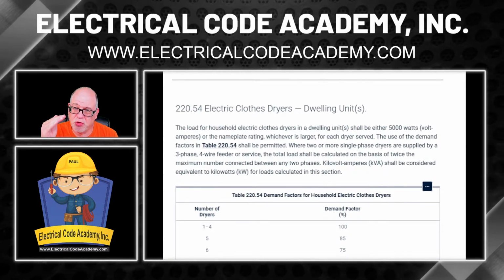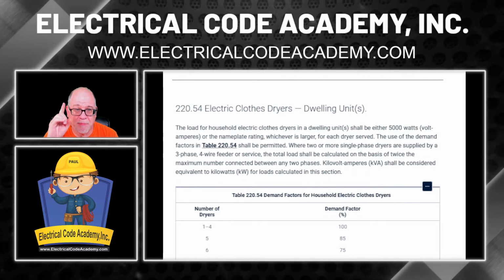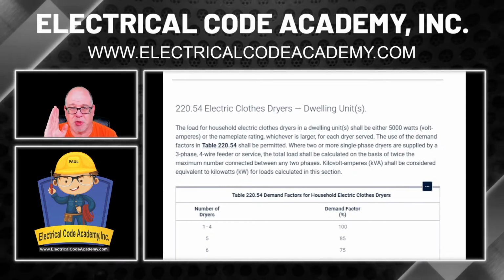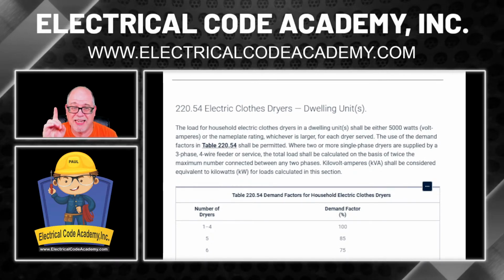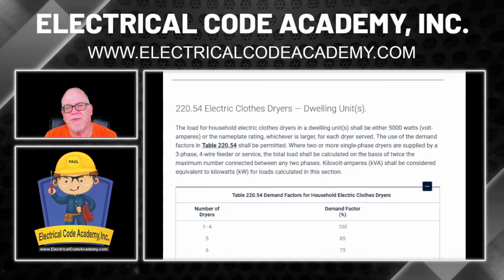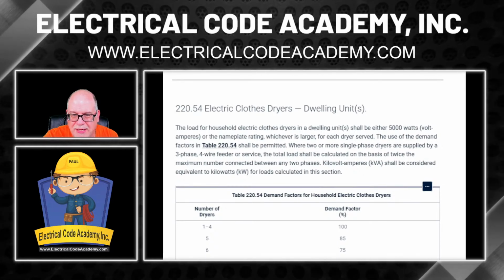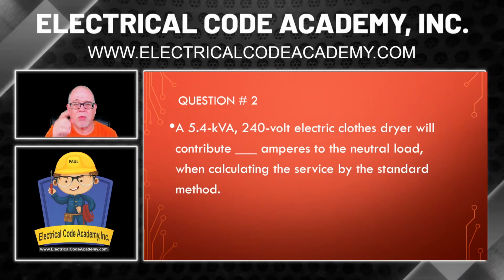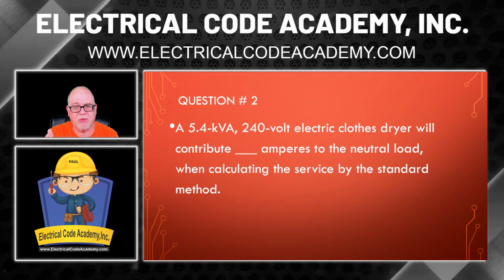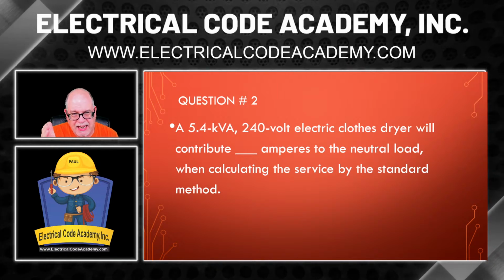Okay, now we don't even need to use the table because we only have but one, and in the table it says up to 4, it's got to be 100%. So there is no demand. You take it. Now, in our question, it was 5.4, right? So let's go back and look at our question. So there's our question. It was 5.4 kVA and 240 volts, right? So we're trying to get the amps.